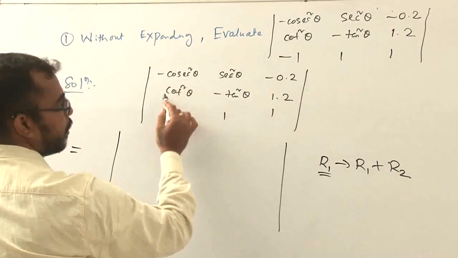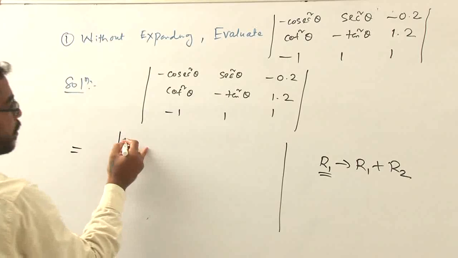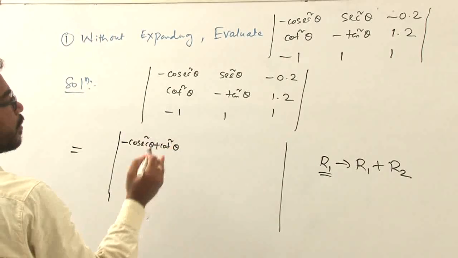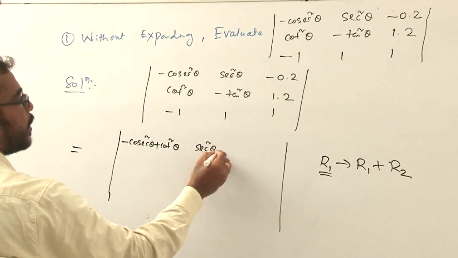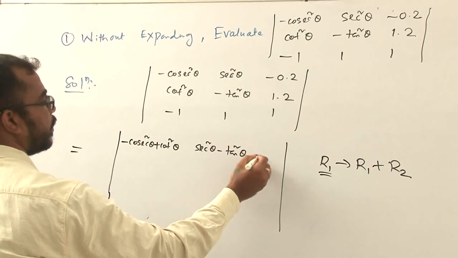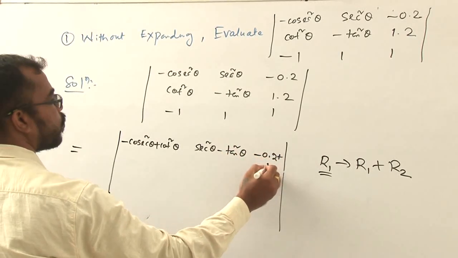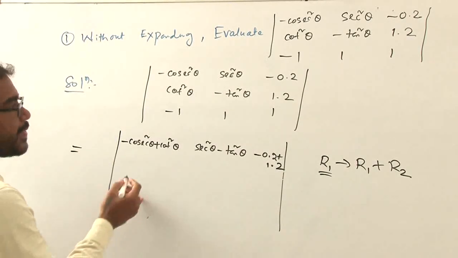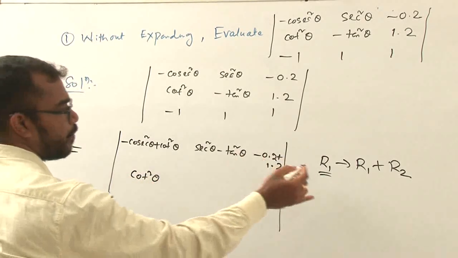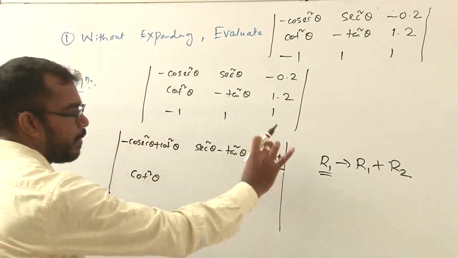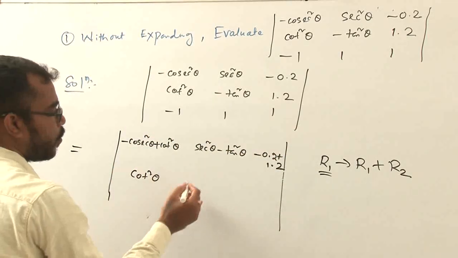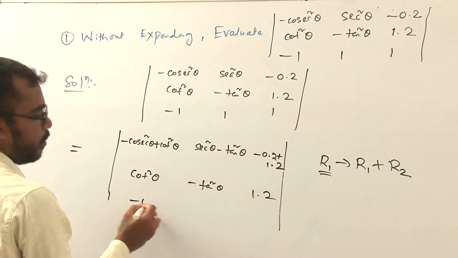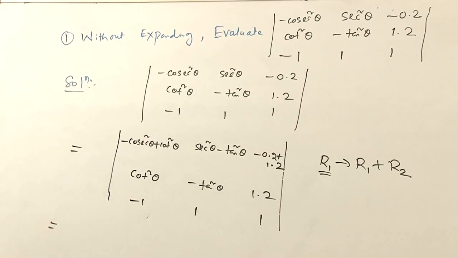So here is R1 and this is R2, and you have to add them. That means minus cosec square theta plus cot square theta, and here sec square theta minus tan square theta, and here minus 0.2 plus 1.2. But R2 remains the same, because we add R1 and R2 in R1's place. R2 remains the same according to position, and R3 is also the same.